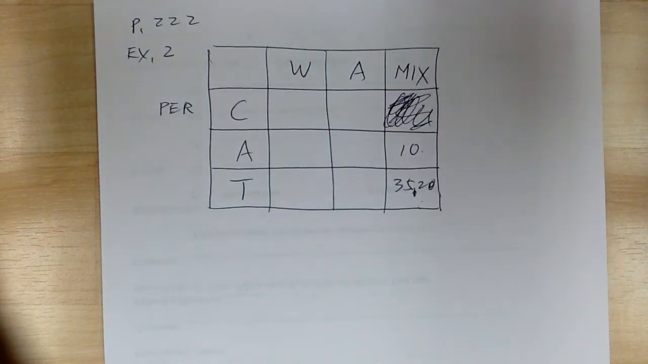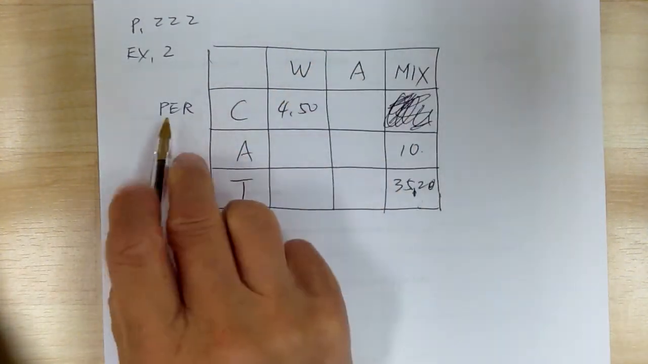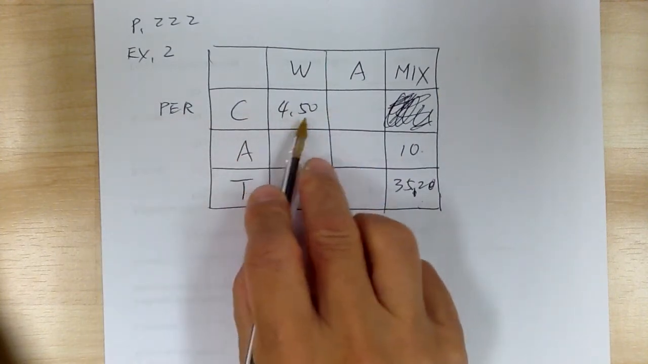Okay. Now let's continue to read. It says if the walnuts cost $4.50 per pound. So walnuts cost $4.50 per pound. Again, when you see the word per, it's the cost. That's the unit cost. It goes on top.